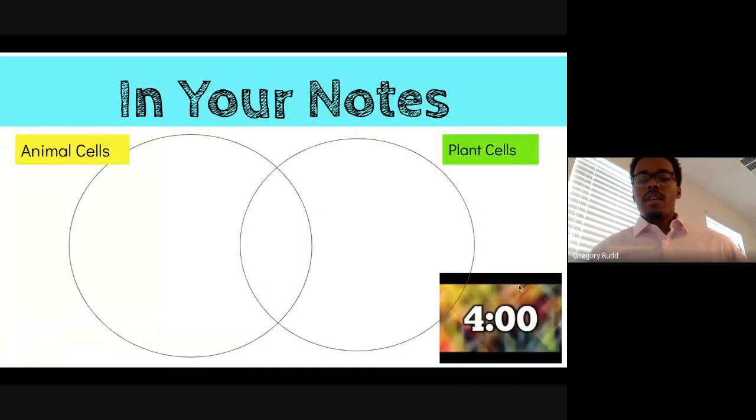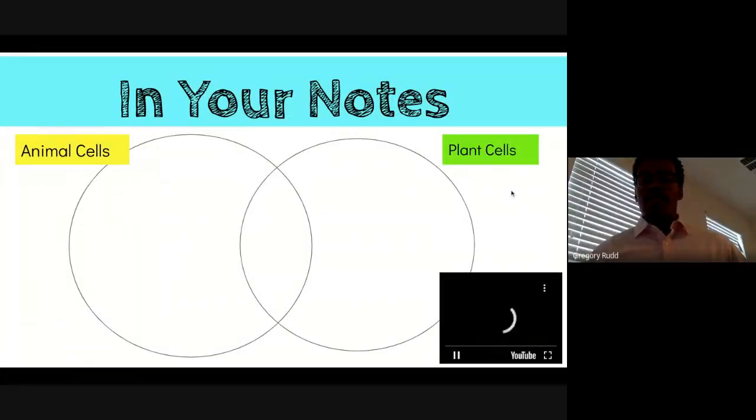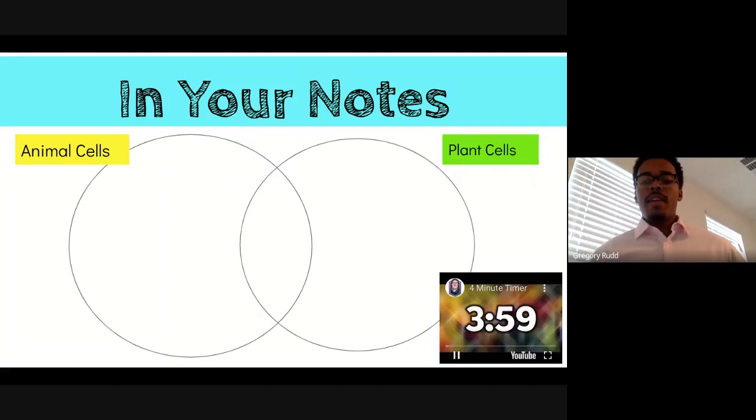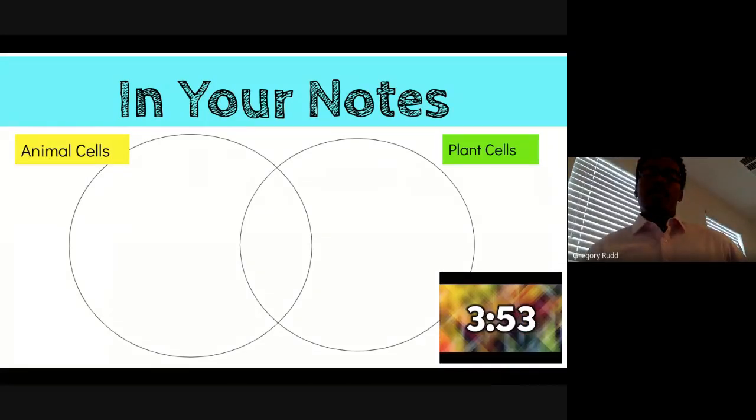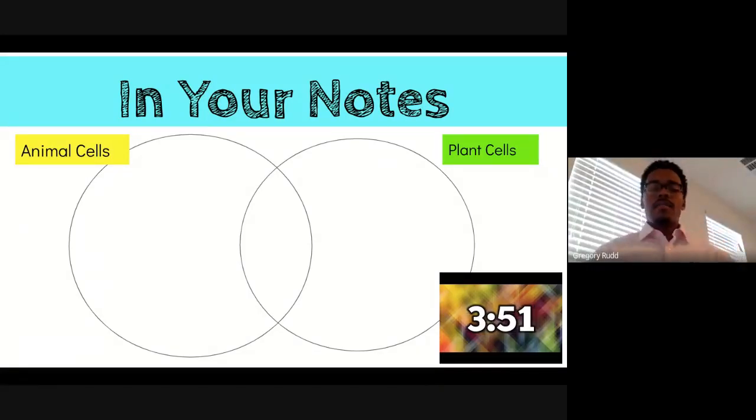Okay, so in your notes, you have 4 minutes to get this Venn diagram down and try to fill it out with as many facts you know about animal and plant cells. So you all know how Venn diagrams work. And again, we're thinking about effective and efficient note taking. So this is a great example of a mind map note taking strategy.